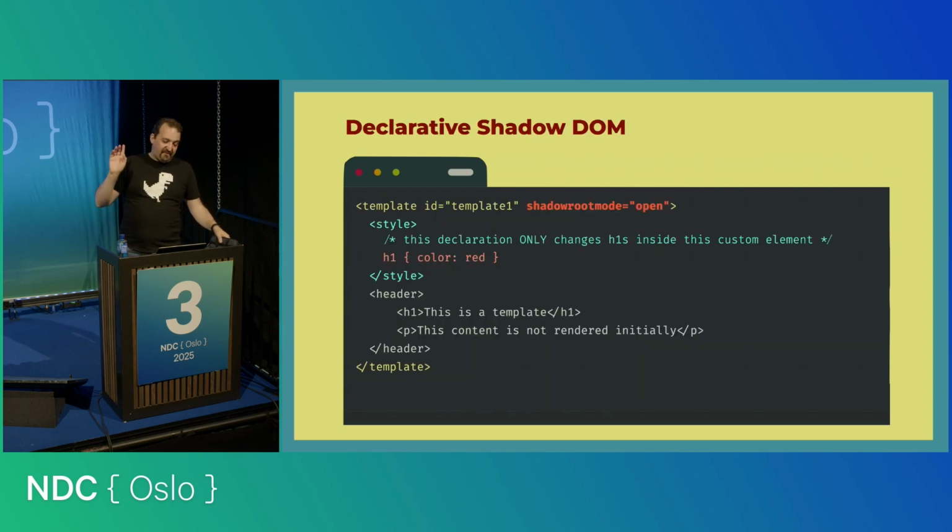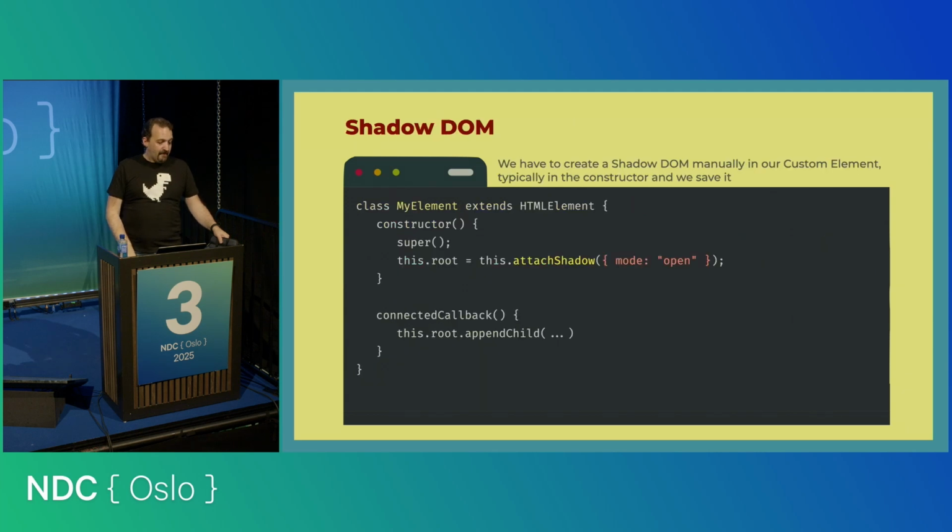There are two ways to define a shadow DOM. One is declarative in the template as just an attribute, and the other one is from JavaScript. So, for example, when you create the element, you create a new shadow DOM, and that's with attachShadow. And you specify if you want it open or closed, and then you work with that idea.